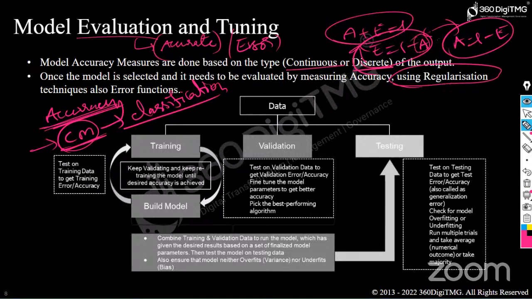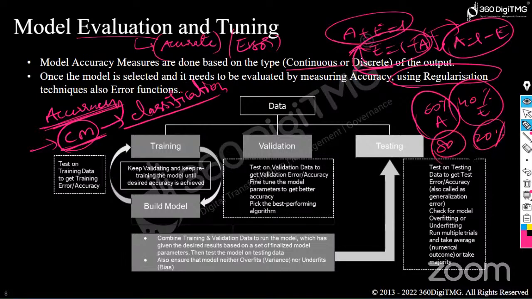So you can see that if accuracy is less, the error will be high. Let's take an example of 60%. If it is 60% accuracy, then you will have 40% error. So if accuracy increases, error also decreases. Based on this, you decide whether the model should be selected or not.